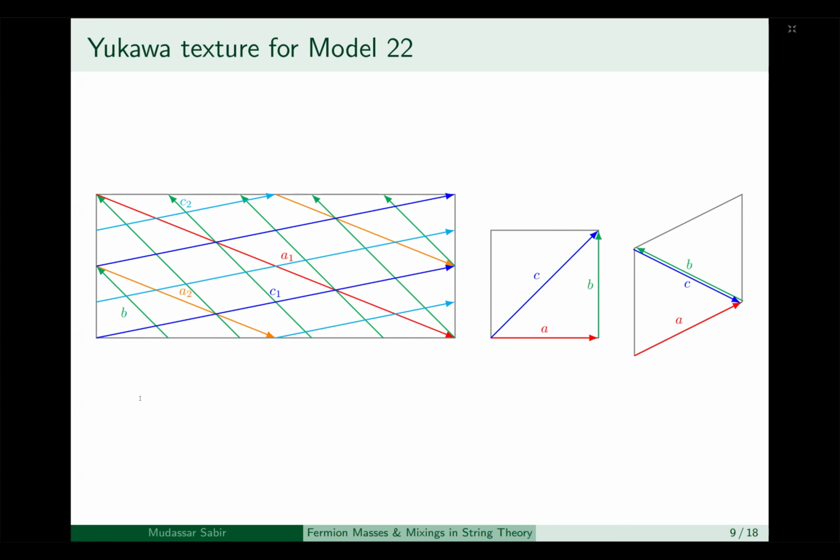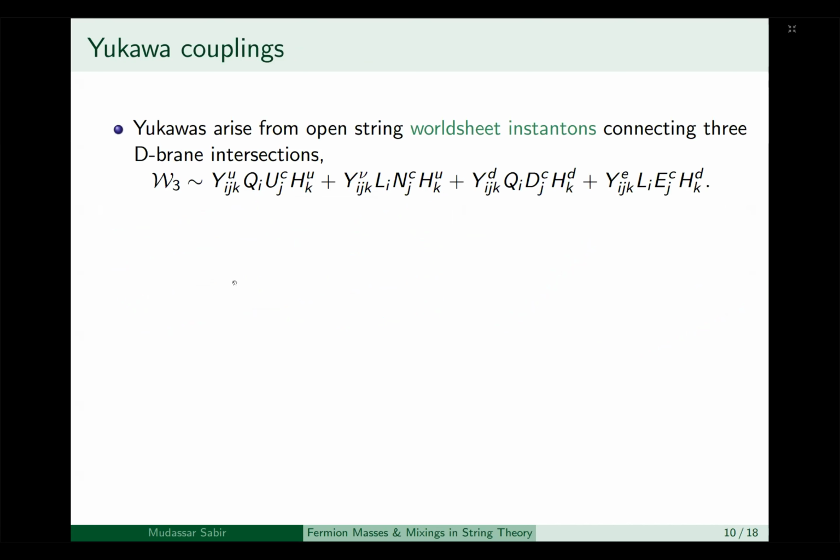Here is the Yukawa texture diagram for that model. So all the fermions, the standard model fermions, are lying on the first torus. The second and the third torus just have some multiplicative factor in the Yukawa couplings, but really everything is happening on the first torus. So these are the 3-point couplings that we can read from the superpotential.